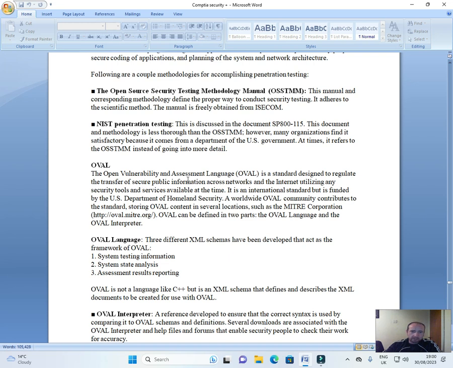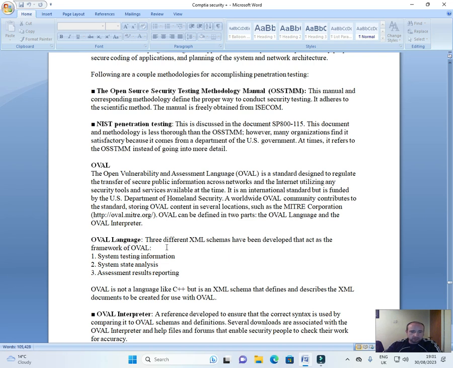The Open Vulnerability and Assessment Language, OVAL, is the standard designed to regulate the transfer of secure public information across networks and the internet, utilizing any security tools and services available at the time. It is an international standard but is funded by the US Department of Homeland Security. A worldwide OVAL community contributes to the standard, storing OVAL content in several locations such as MITRE Corporation, oval.mitre.org. OVAL can be defined in two parts: the OVAL language and the OVAL interpreter.